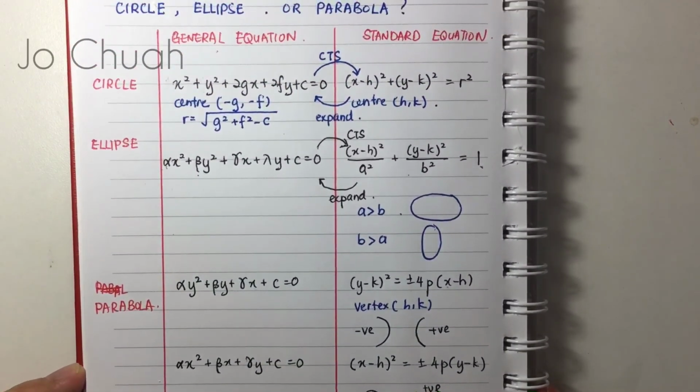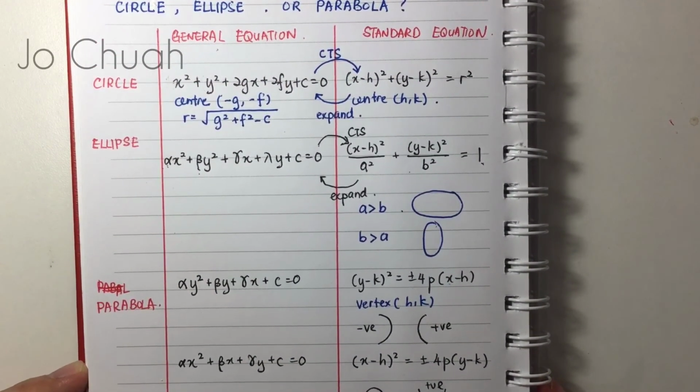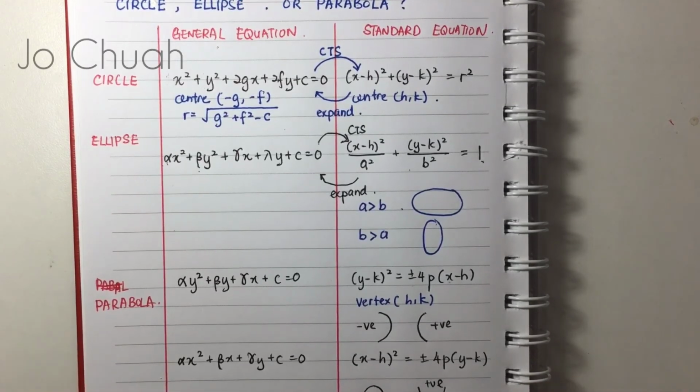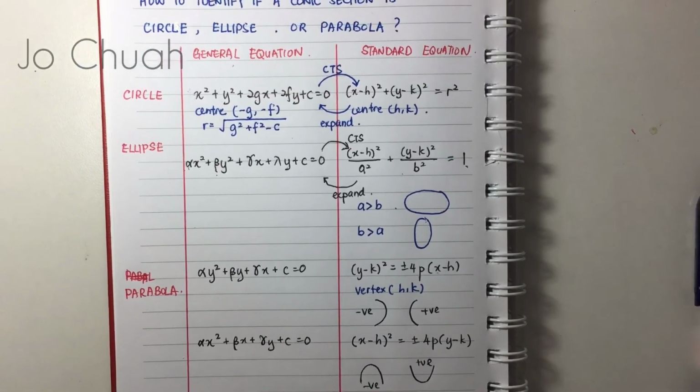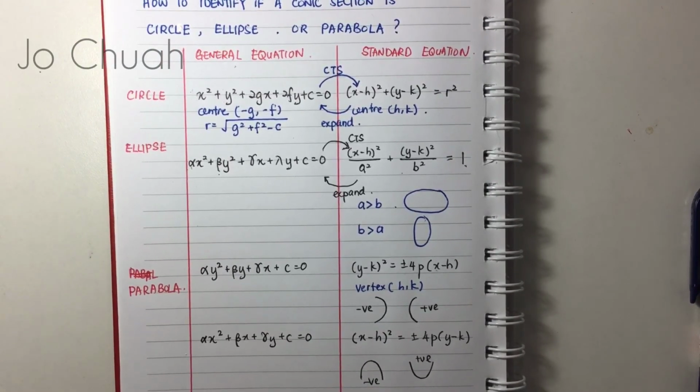So these three are the differences between the three conic sections. Alright.